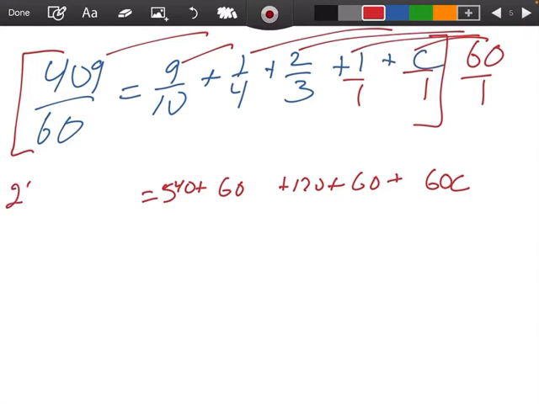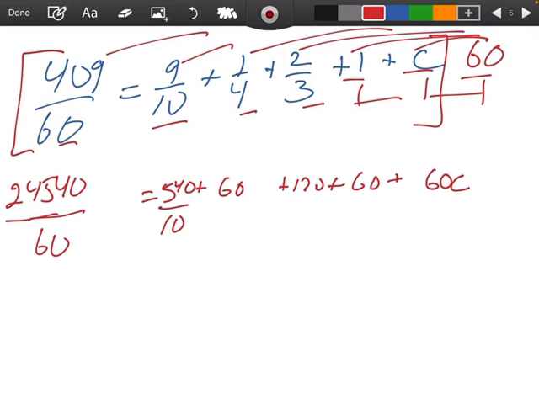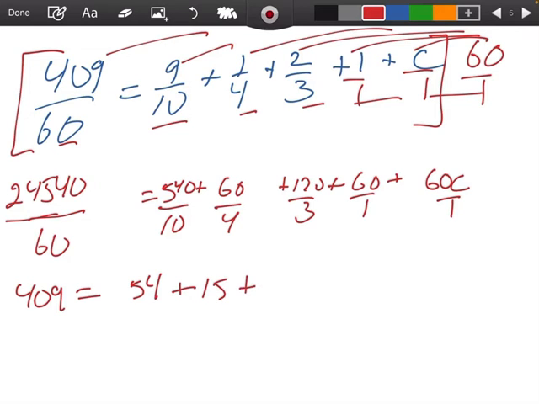Now remember, the bottom numbers are getting multiplied by 1, so the bottom numbers stay the same. That stays a 60. That's a 10. That's a 4. That's a 3. That's a 1. And that's a 1. Okay, so when I divide this by 60, I should go back to that 409. That's going to be 54. 4 goes into 60 15 times. 120 divided by 3 is 40.